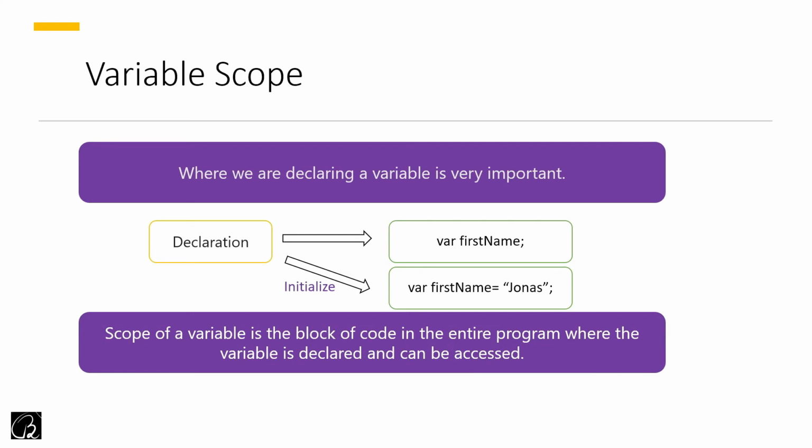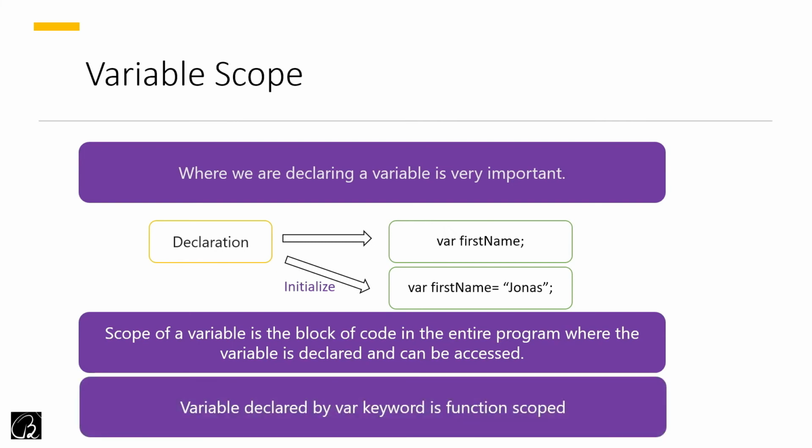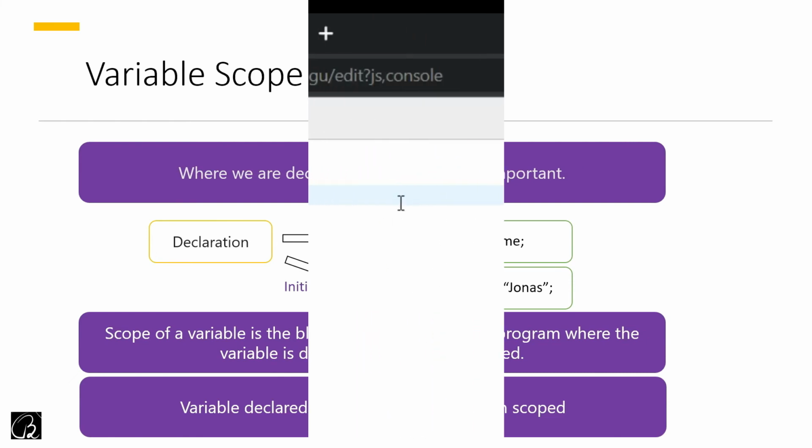So let me show you one point which is very important. Just keep it in your mind; later we will discuss it again. That is a variable created by the var keyword. So far we have seen only one keyword, var, but there are other keywords as well through which we can create a variable. We will see that later. If you are creating a variable using the var keyword, then that variable is function scoped. We will see that in an example.